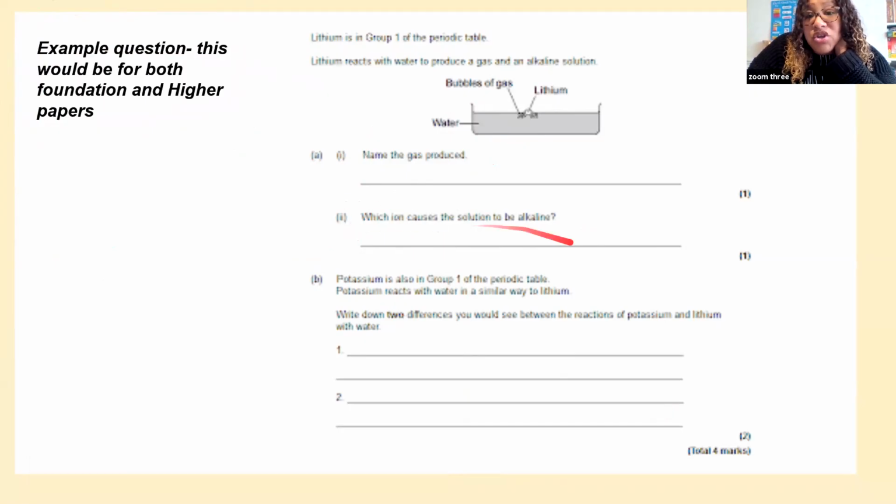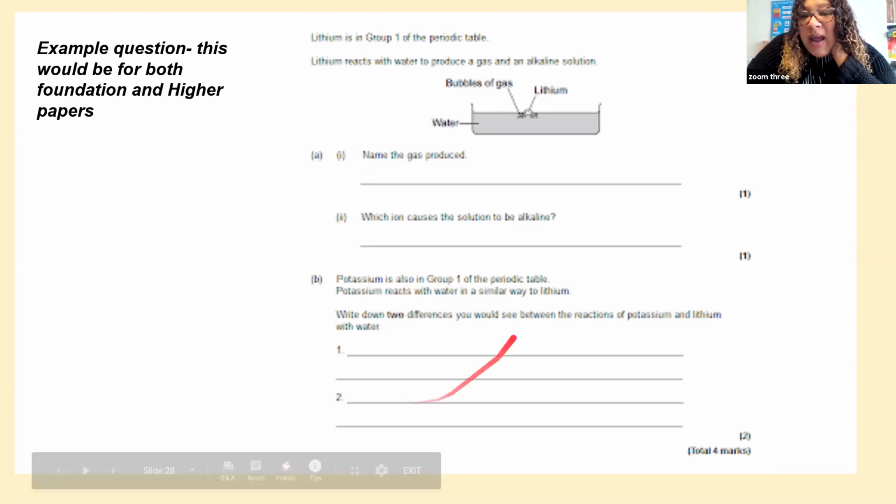Now, I just mentioned those several times in the past couple of slides, so I want you to think about that. Potassium is also in group 1 of the periodic table, and it reacts with water in a similar way to lithium. It says here, being specific, no more, no less, write down 2 differences you would see between the reactions of potassium and lithium with water.